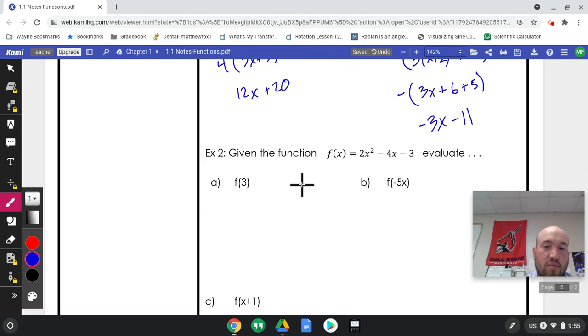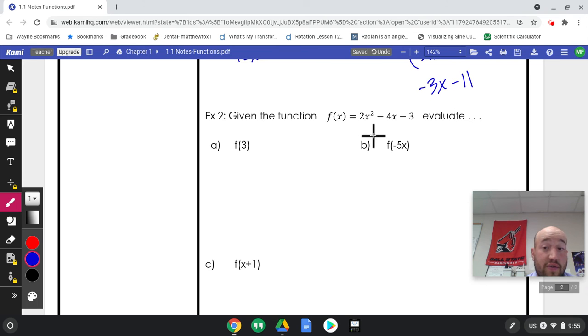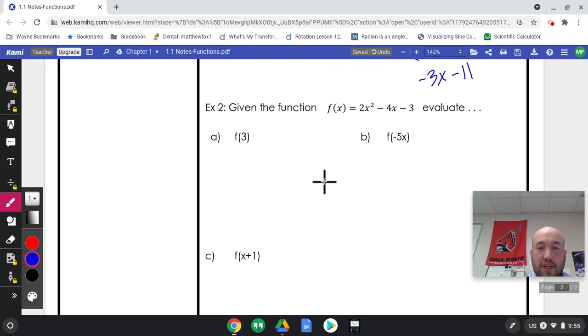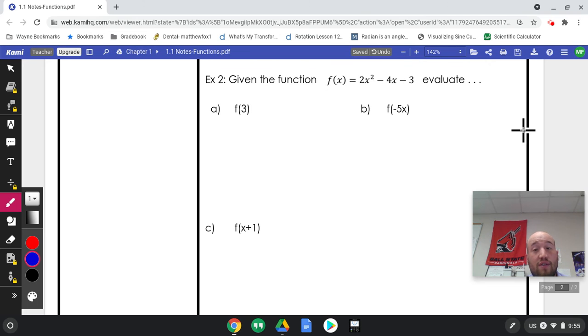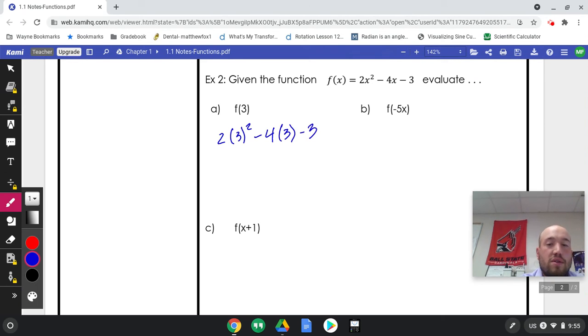Okay, down at the bottom here now. Given the function, so we have another function, we're doing the same thing. So once again with the 3. This time we got to be careful though. There's a square, there's a regular one. We're going to have to put it in 2 places. So 2 times that 3 squared minus 4 times that 3 minus 3. So 3 squared is 9 times 2, 18, minus 12, minus 3. Combine all that, and we get 3 as a result.